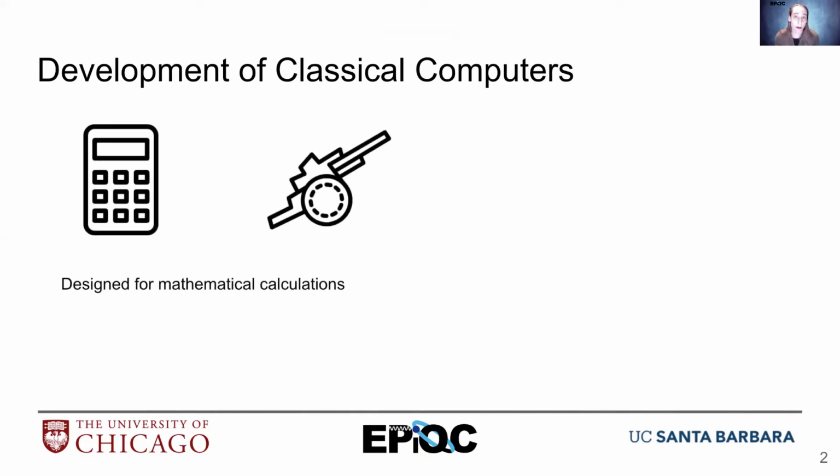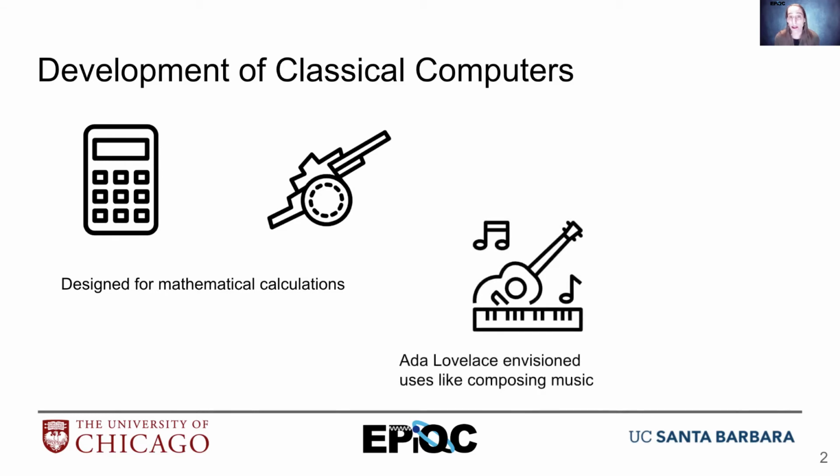Classical computers were designed to mimic human operations, calculations, in fact. So Pascal invented a calculator, and in World War II, the development was driven by the need to calculate firing tables that would look at the angle and the distance you needed to fire and weather conditions so that we could have accurate firing during the war. And it was actually other people like Ada Lovelace who envisioned other uses for this, like composing music.